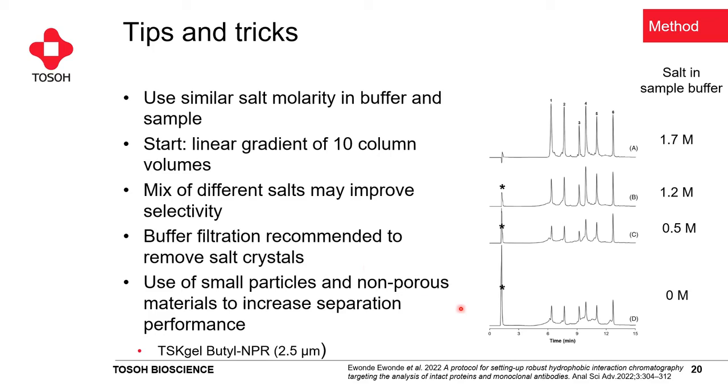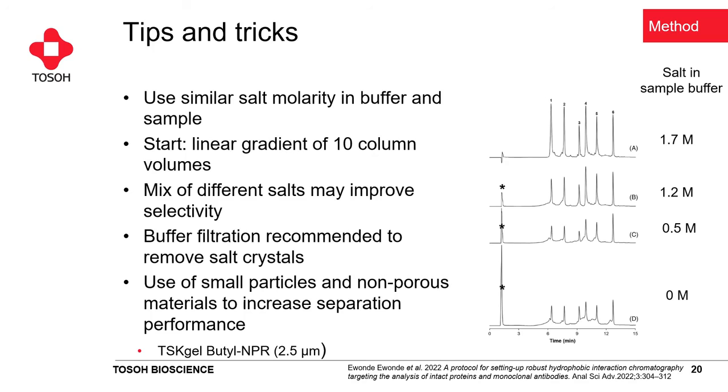Last but not least, this is something I already hinted at in the columns part. The use of very small particles and non-porous materials is very beneficial in order to get the best separation performance, and this is something you could use, for instance, with the TSK gel Butyl-NPR column.